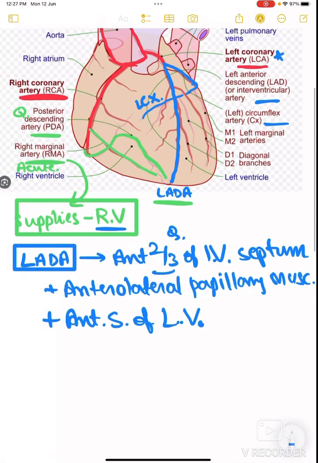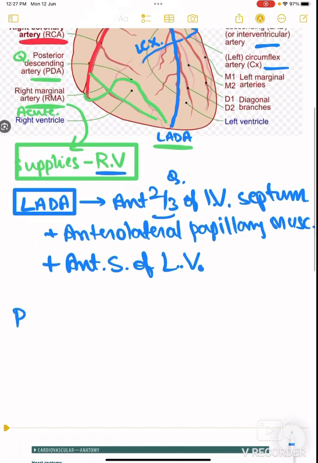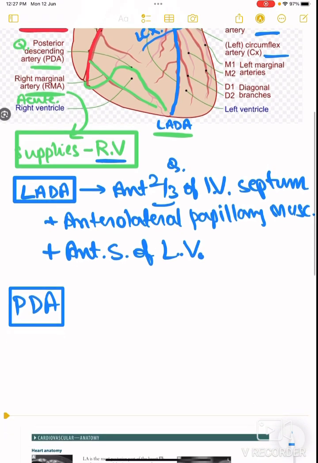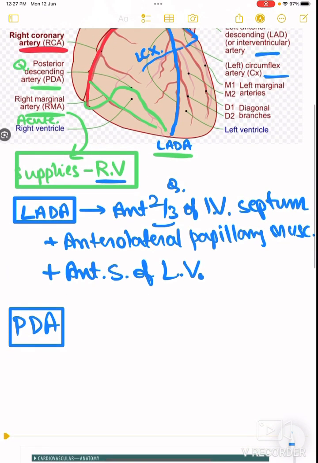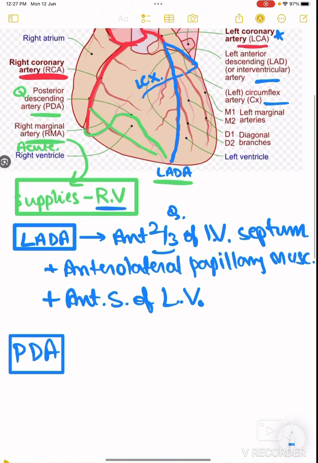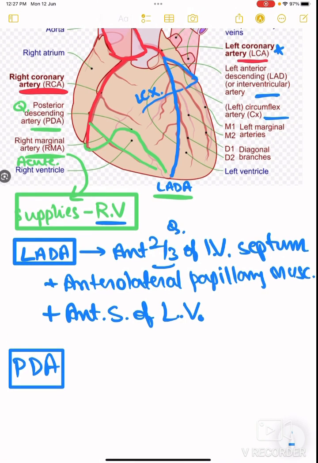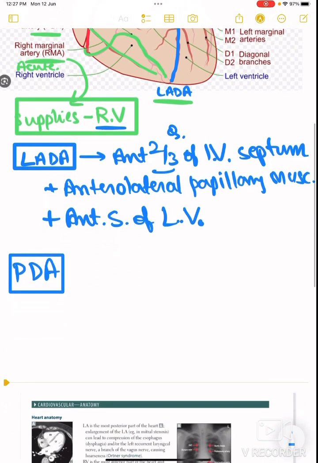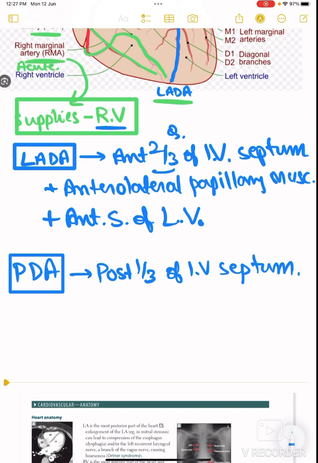Now coming to the next important artery, the posterior descending artery. PDA, posterior descending artery. It is a branch of the right coronary artery. Many a time it is a branch of the right coronary artery, but it can also be a branch of the left coronary artery. We will discuss it. So what does the posterior descending artery supply? It supplies the posterior one-third part of the interventricular septum, meaning whatever part the left anterior descending artery left, it is supplied by the posterior descending artery.